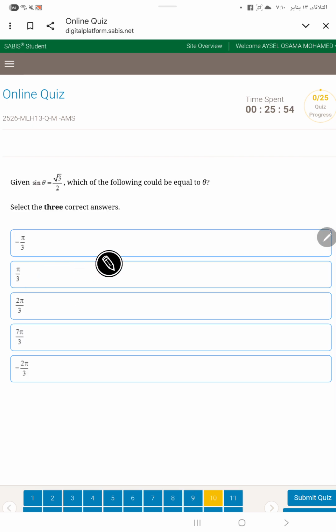Now, question number 10. Given sine theta equals radical 3 over 2, which of the following is equal to theta? Select 3 correct options. So, first step, we do shift sine inverse of radical 3 over 2. On the calculator, if your calculator is degrees, you get 60, because sine 60 is radical 3 over 2. And if your calculator is radian, it can give you pi over 3, which means this option is correct.